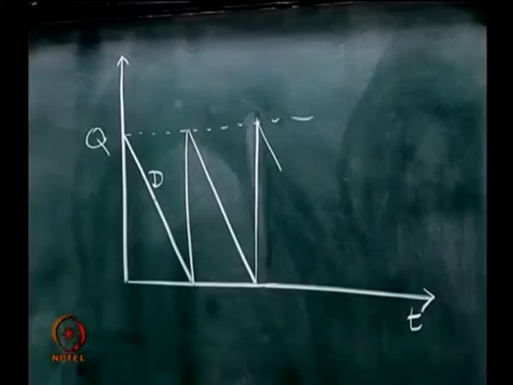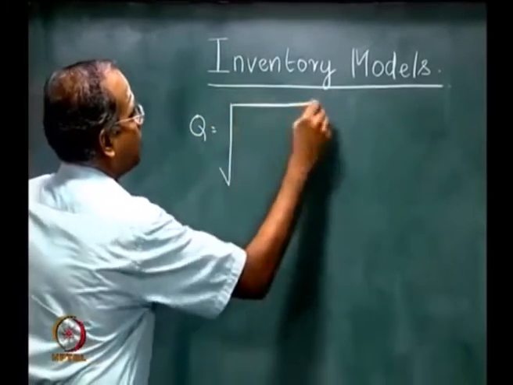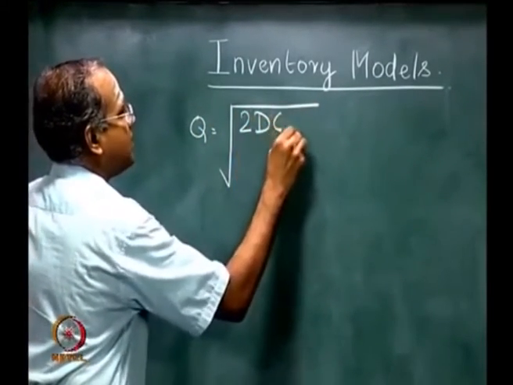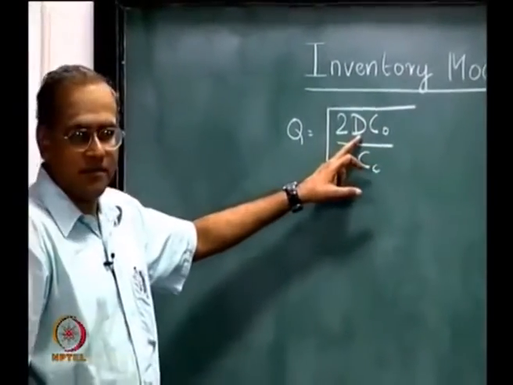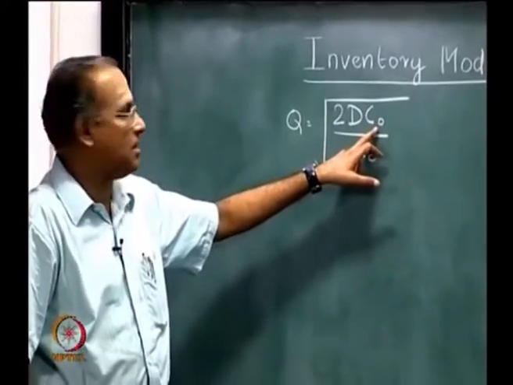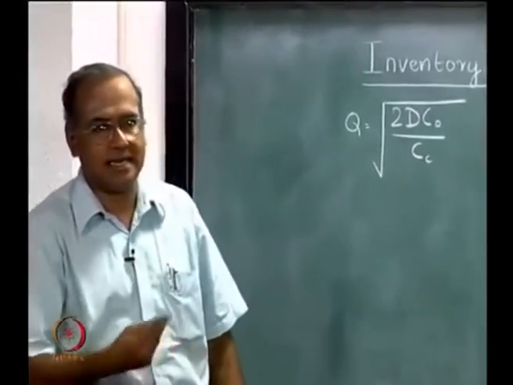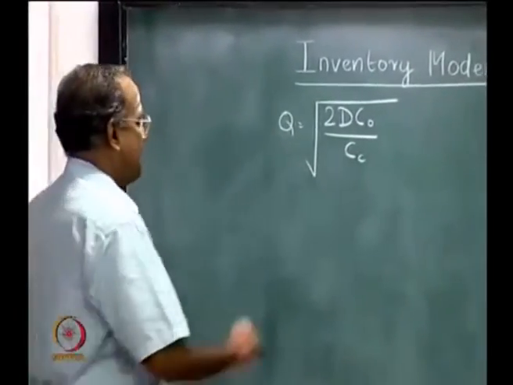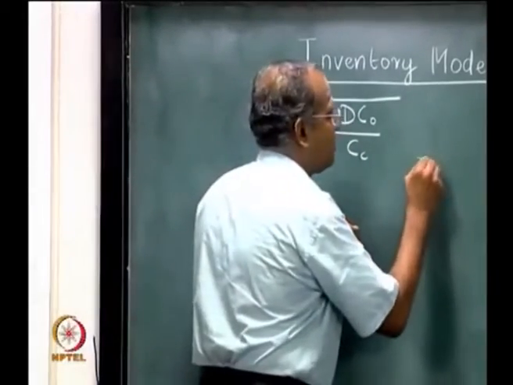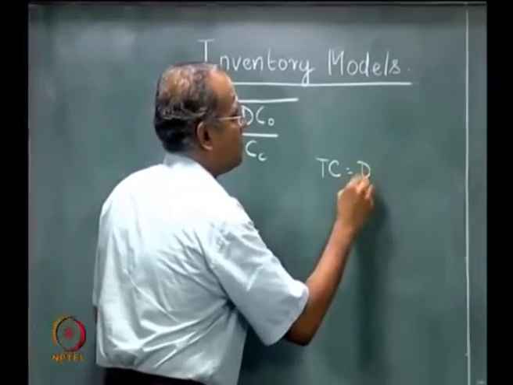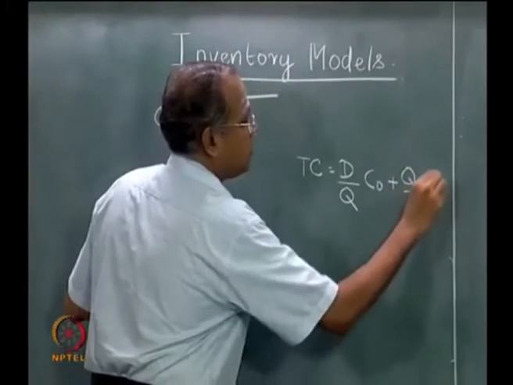We also derived an expression for Q: Q is equal to root over 2D C naught by Cc, where D is the annual demand, C naught is the order cost or cost of placing an order, and Cc is the cost of holding or carrying inventory. This formula was derived when we tried to minimize this expression: total cost is equal to D by Q into C naught plus Q by 2 into Cc.